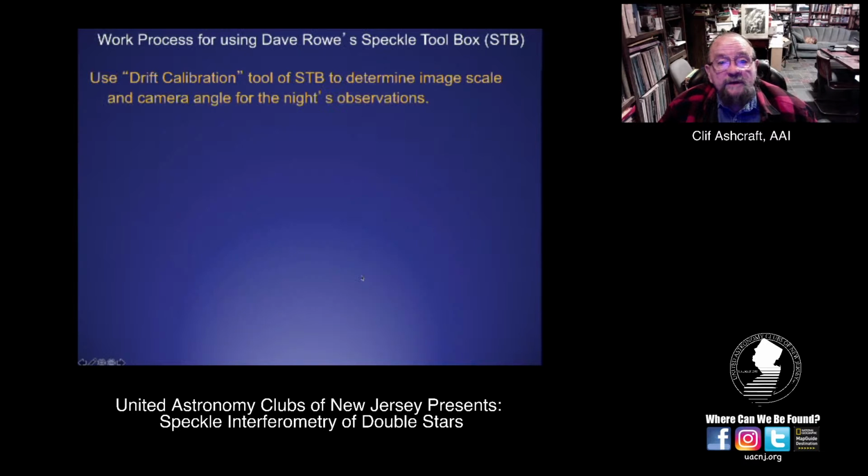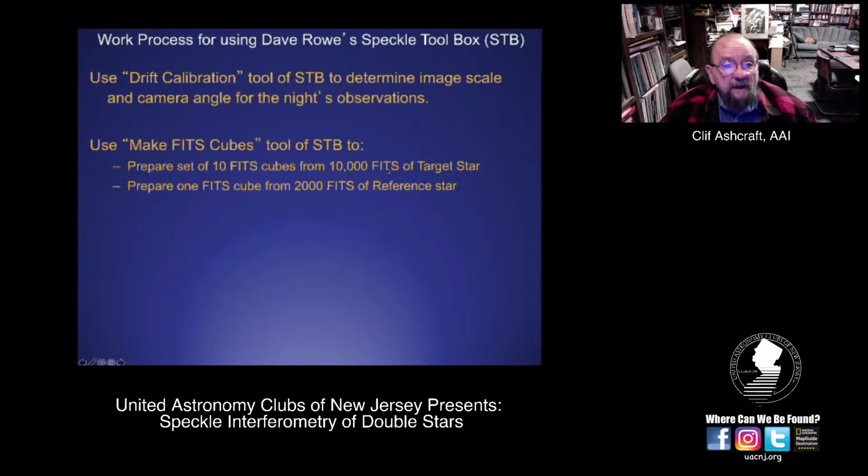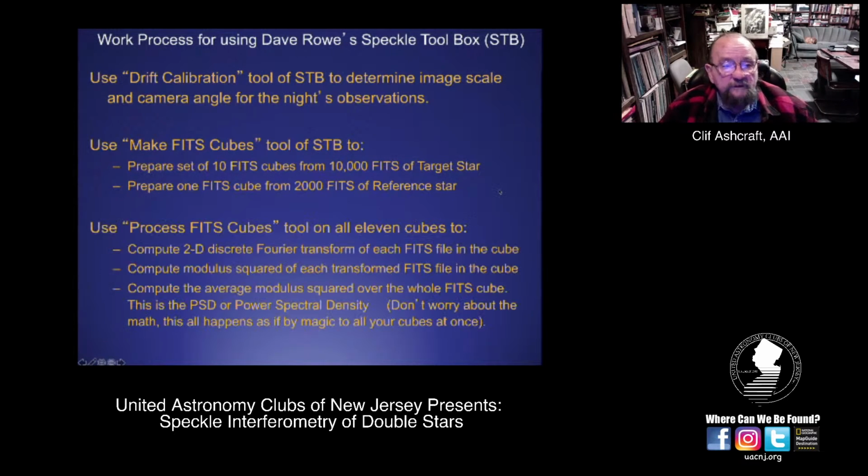Now my work process is to, as I said before, use the drift calibration tool to make FITS cubes of the data. Now, a FITS cube is just a bucket full of FITS files. And I create 10 FITS cubes from the 10,000 frames. So I get 10 cubes, each a bucket of 1,000 frames. And I make one FITS cube from all 2,000 taken for the reference star.